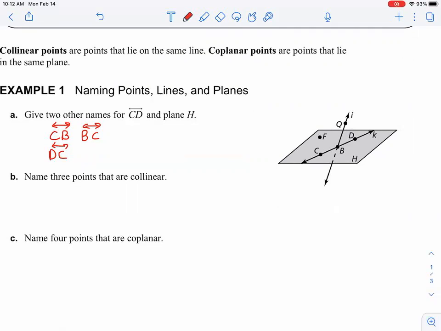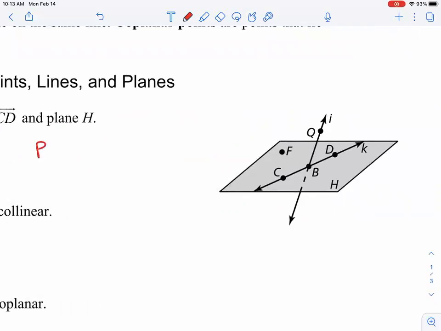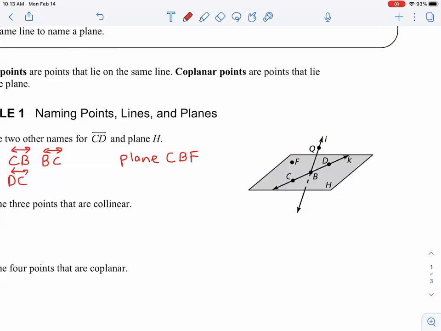Now for a plane, there's a couple of ways to call a plane. First, plane H, that's just referring to this, like line L, just kind of that random letter that's hanging out there. But usually when we define planes, we use 3 letters and 3 letters that don't go on the same line. So for example, I would not want to use C, B, and D, but I could call this plane, and I'm going to use C, B, and F. Okay, that would be one way to name that plane.